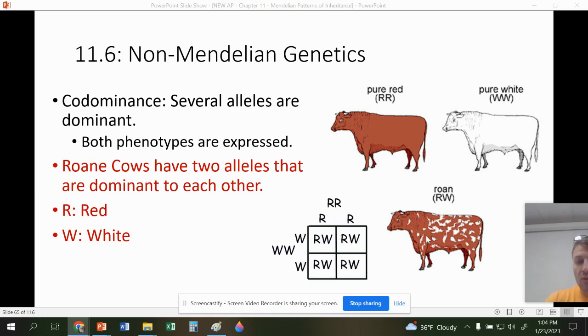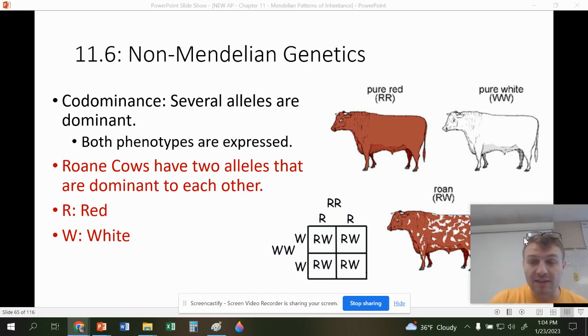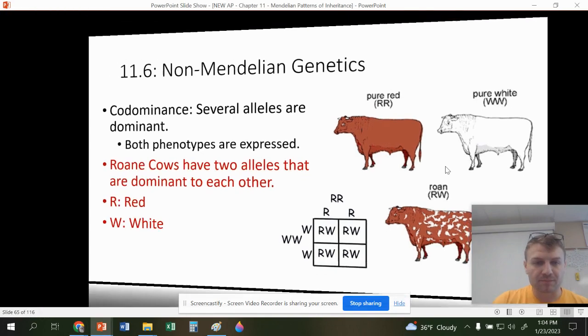So in this case, again, the roan cow is codominant, or the alleles in there are codominant to each other. So it's not like we only see one. This is a codominant example. Now, this might look like that blending hypothesis. However, it's not. It's not a blend of either allele. You see both alleles in this example.